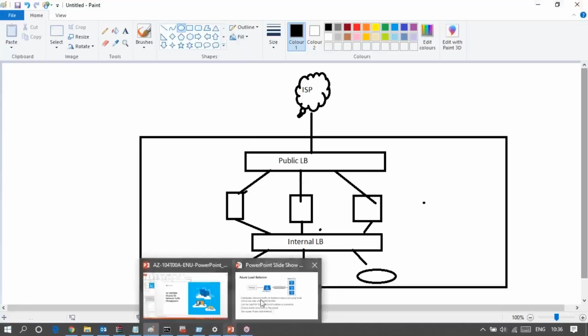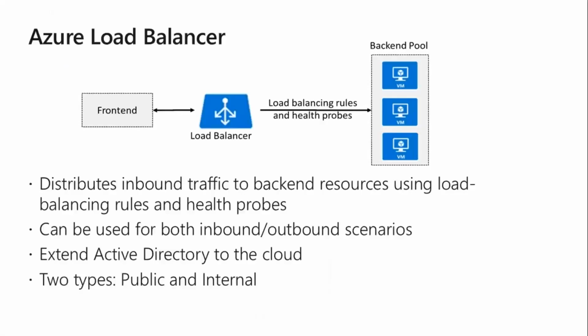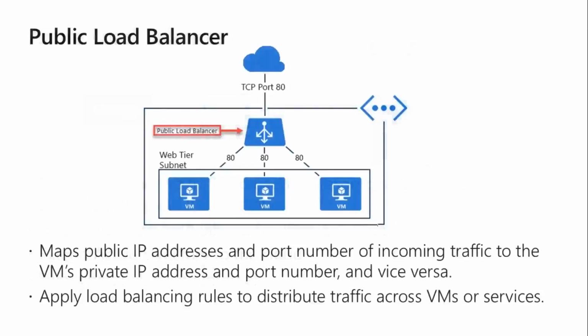Now if I go to the slide, see, this is a public load balancer, front end and back end. Depending on the front end, the load balancer can be categorized as either public or internal. So in the case of a public load balancer, one hand will go to the outside, as we have discussed, and another hand will come to the inside.